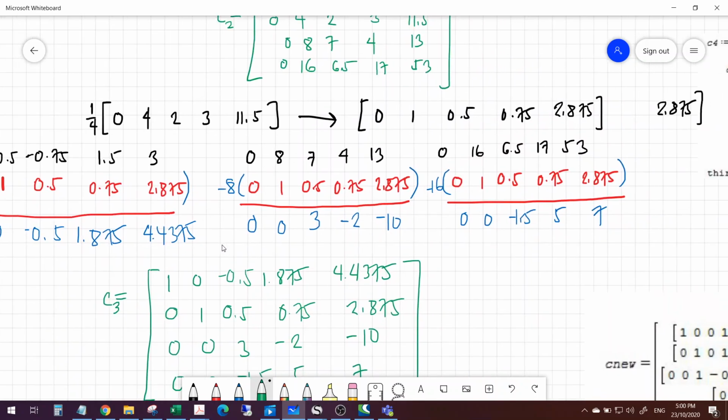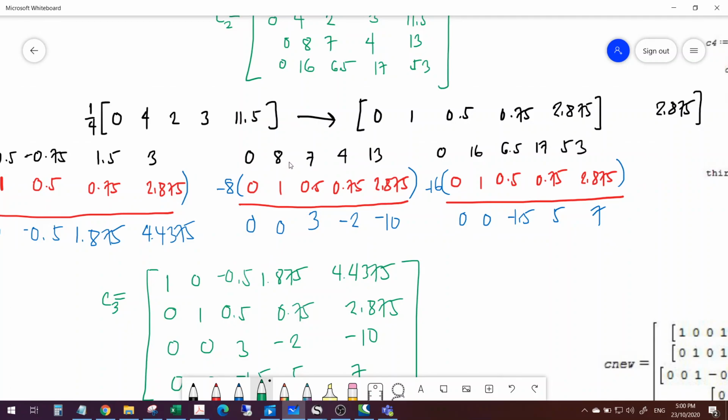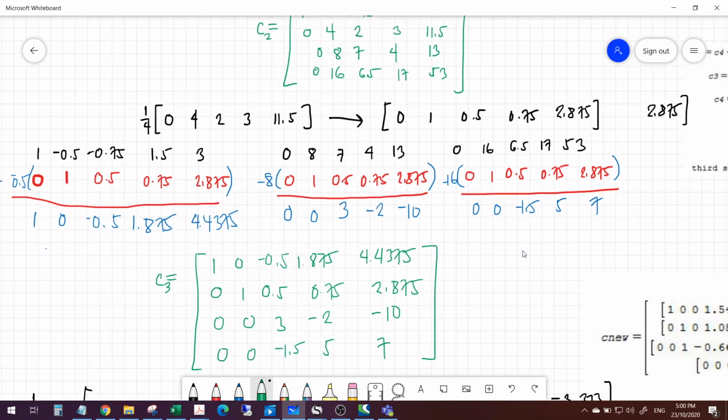4.4375. Okay, so of course this is 0. 8 minus 8 times 1 is 0. 7 minus 8 times 0.5 is 3. 4 minus 8 times 0.75 is negative 2. Then 13 minus 8 times 2.875 is negative 10. So repeat the same process here.